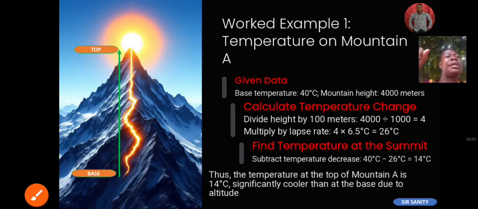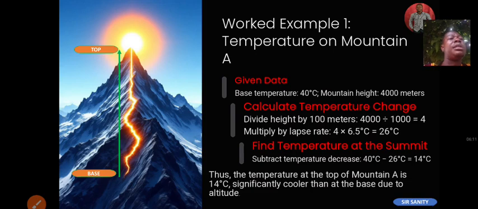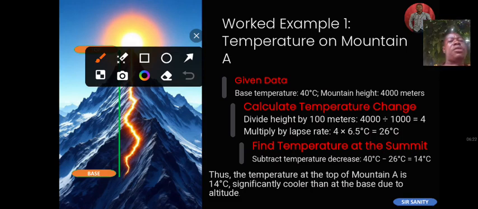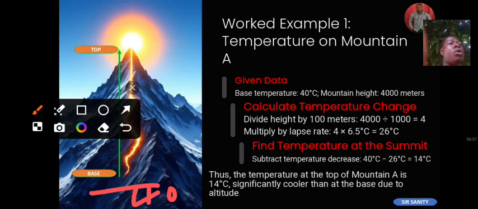Now the question says that you should find the temperature of mountain A. The base temperature is 40 degrees Celsius, as given in the question. Then we are also saying that the mountain height is 4,000 meters, so from the base to the top of the mountain measures 4,000 meters.